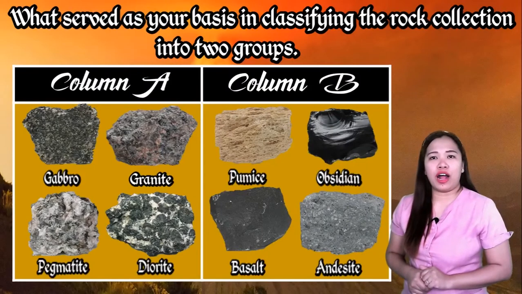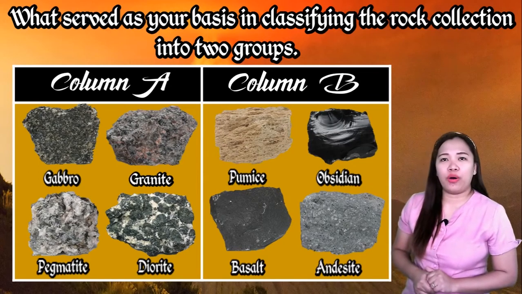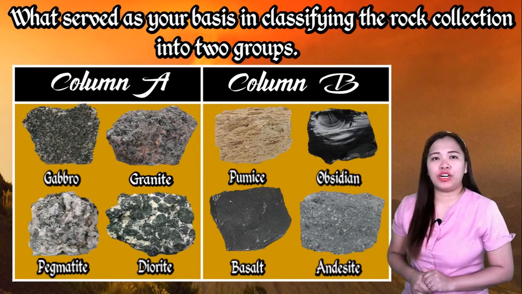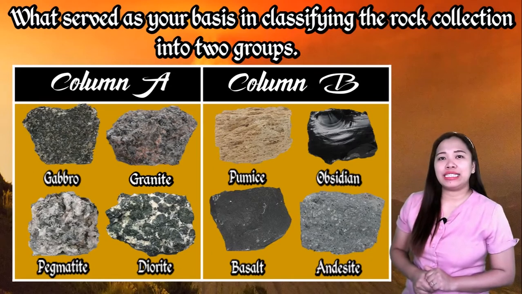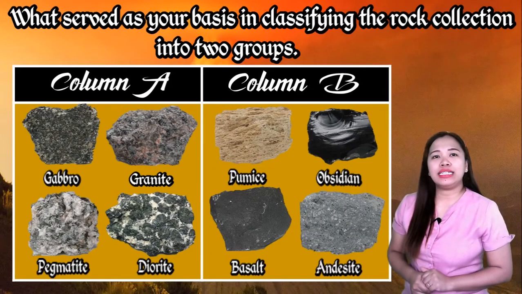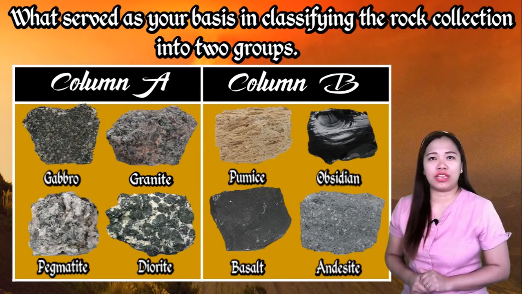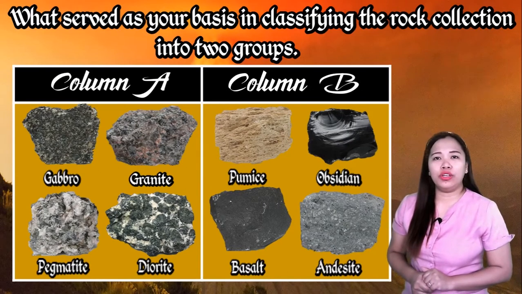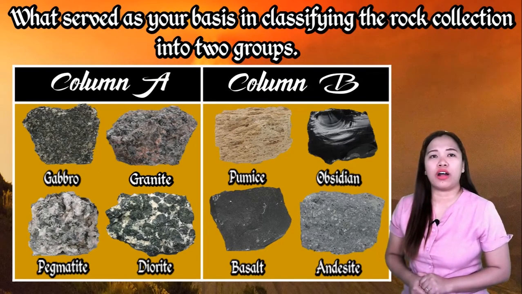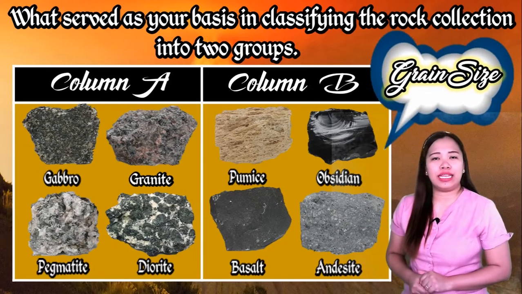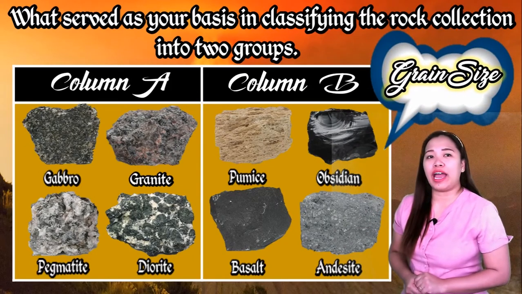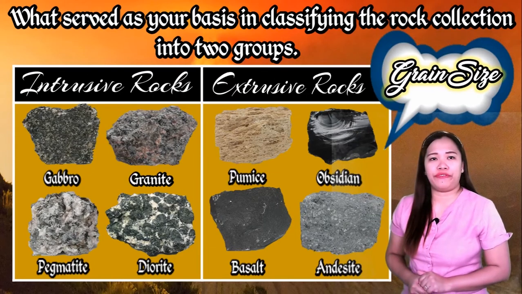Now that you know that the rocks from our collection are all examples of igneous rocks, my next question is, what made you group the rocks this way? What served as your basis? Very good. You may have observed that the grain size of the rocks in column A is different from the grain size of the rocks in column B. This way of grouping igneous rocks into two is known as the classification of igneous rocks according to grain size. Using this criterion, igneous rocks can either be intrusive or extrusive.